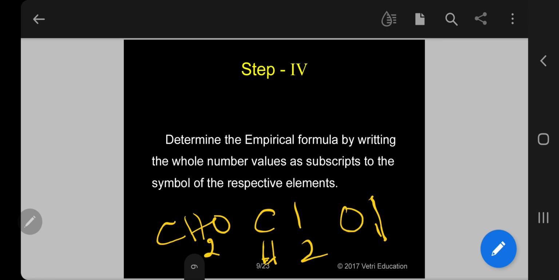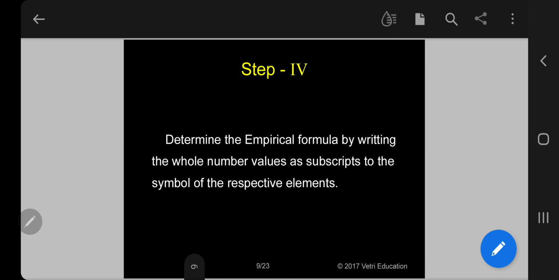Determine the empirical formula by writing the whole number values as subscripts to the symbol of the respective element. Carbon 1 means I put 1 here, hydrogen 2 means I put 2 here, and oxygen 1. Normally the subscript 1 is not necessary to represent, so simply we can write CH2O. Kindly follow.